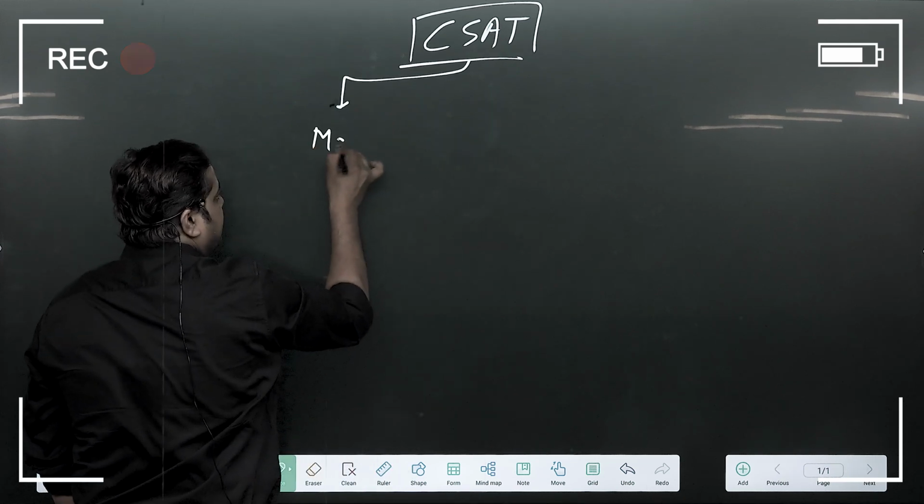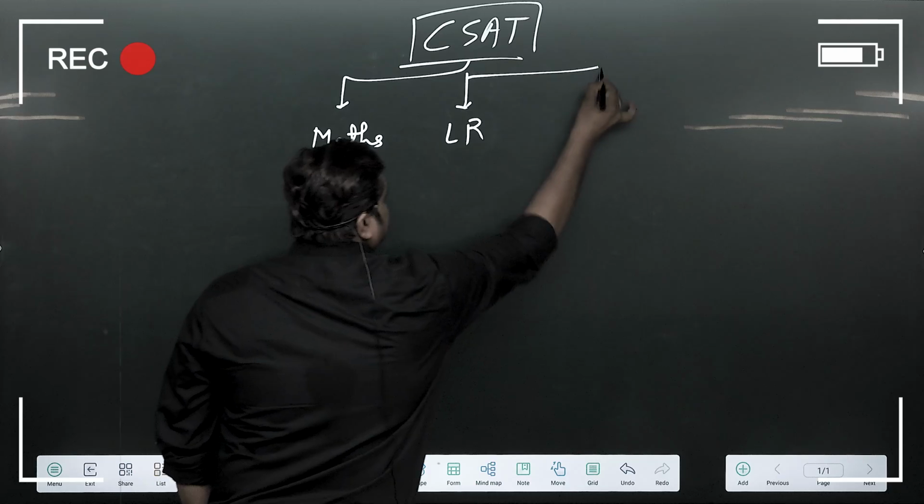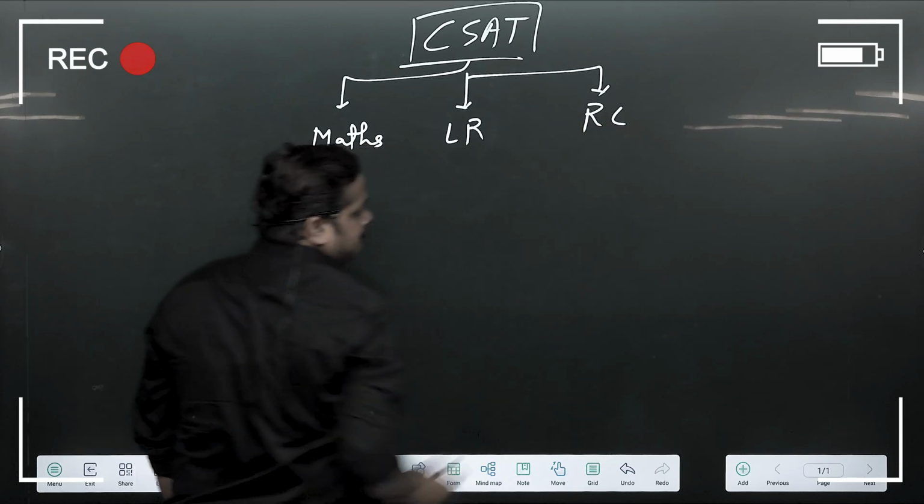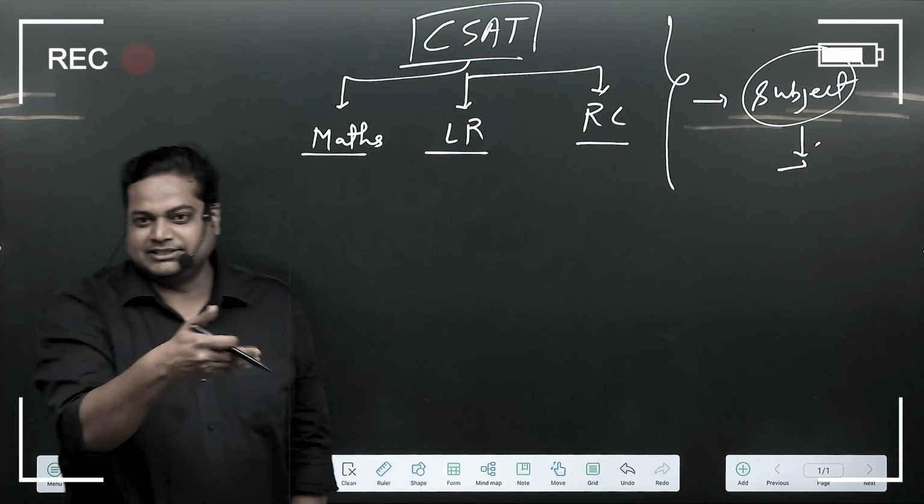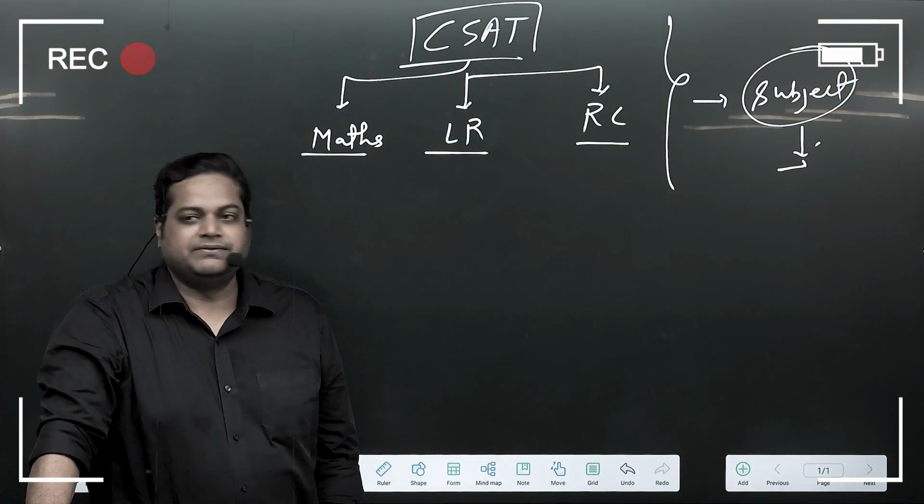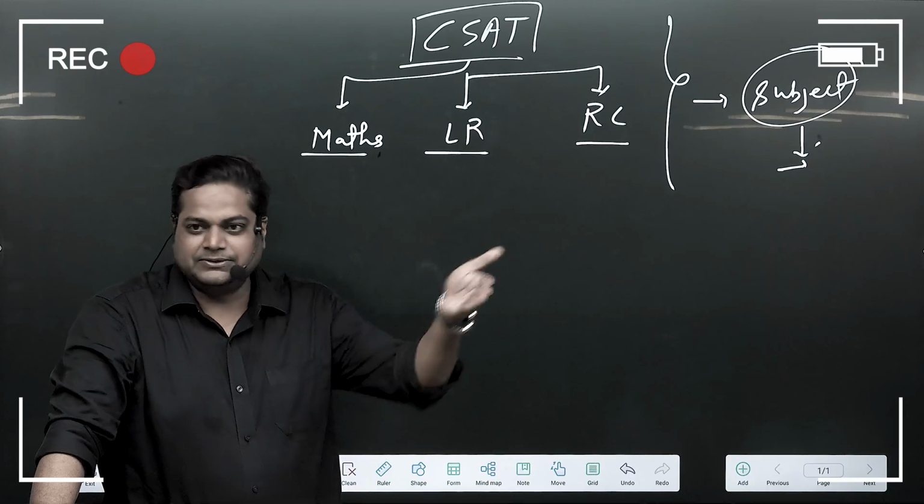So we have quant part, we have LR part, we have RC part. These three sections are there in CSAT. Like just 2-3 months before, we are going to cover it, this CSAT part. So what happens that time, we need to cover all other things also.